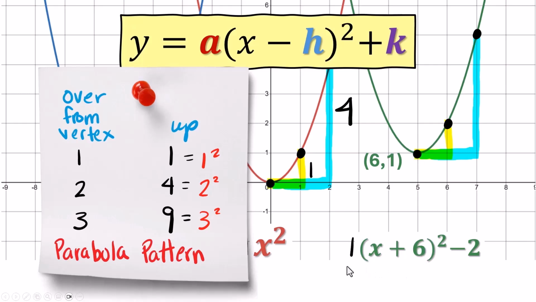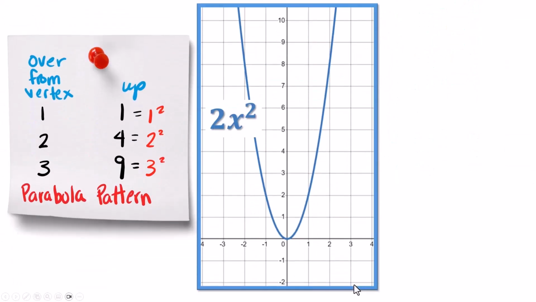Now, that has to do with all of these, where the a is 1. What happens if this a changes? Does this pattern change, or can I keep using it? Let's check it out. Here is 2x squared. This is the regular pattern, but what is this guy doing? How does that 2 affect it? So we're going to go over 1, and up until we hit the parabola, and there's our point right there.